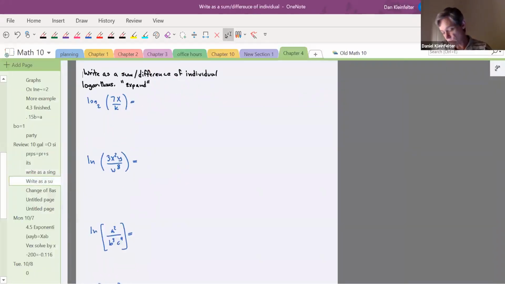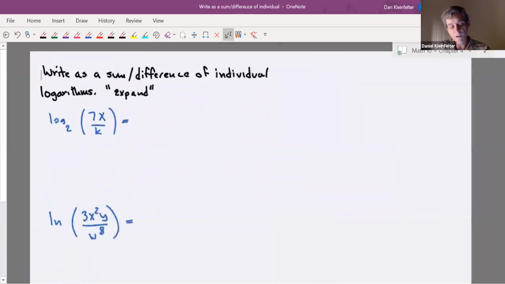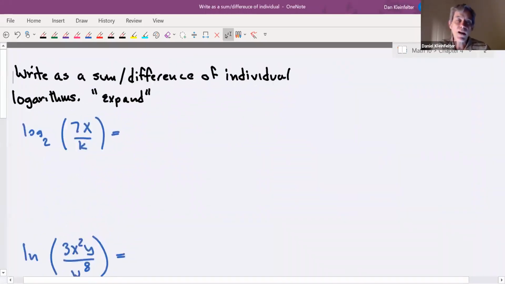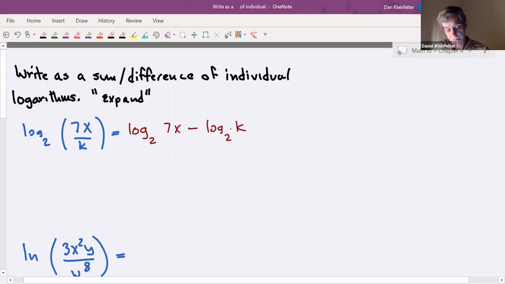Okay, in the next few examples, we're doing the same thing, only backwards. And we're to rewrite each expression as a sum or difference of individual logarithms. The directions here could also be expand. So here we've got the base 2 logarithm of 7x over k. So it's a log of a quotient. We'll rewrite that as a difference of two logs. So we have log base 2 of 7x minus log base 2 of k.